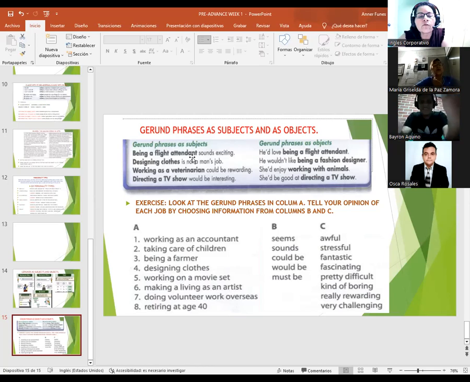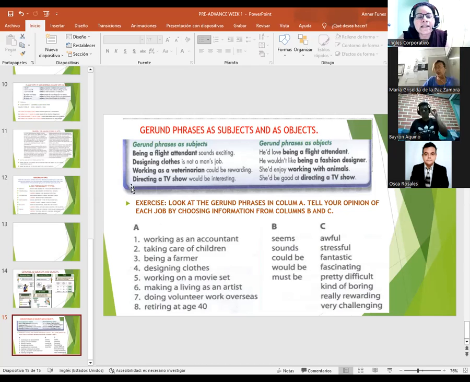Miren, ser un asistente de vuelo. ¿Ya? Aquí, ¿de quién estamos hablando? Del asistente de vuelo. ¿Ya? Es el sujeto de quién estamos hablando. Being a flight attendant. Del asistente de vuelo. Now, designing clothes, diseñar ropa. Designing clothes, diseñar ropa, no es trabajo de hombres. Next, working as a veterinarian, trabajar como un veterinario podría ser recompensado. O sería muy recompensado.